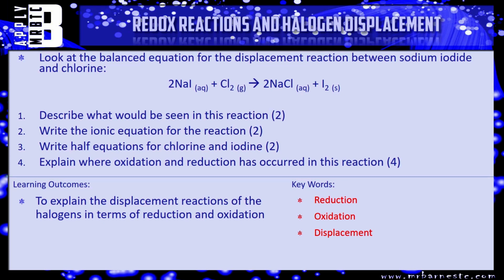Number 2, write the ionic equation for the reaction. So remember, split all the aqueous ones back up into their ions. Again, if you're not sure how to do that, check the link in the top right hand corner. Number 3, write half equations for chlorine and iodine. So what's going to happen to them in terms of electrons, and then explain where oxidation and reduction has occurred in this reaction. Use those half equations to help you. Pause the video, have a go, we'll see how you've done in a minute.